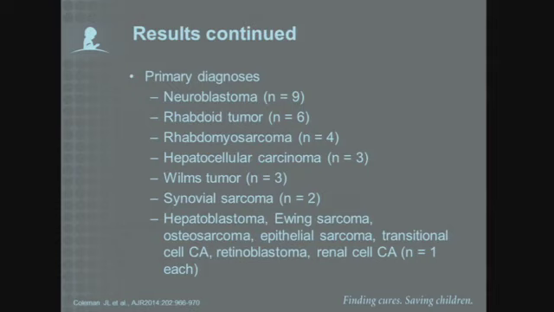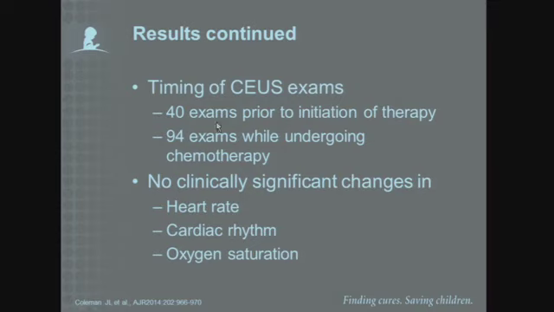Our patients had a wide variety of underlying solid malignancies, and about 40 of our examinations were performed prior to the initiation of chemotherapy, and 94 were performed while patients were undergoing chemotherapy. So these were patients that were not otherwise healthy. All of these patients had some underlying illness, either due to their primary malignancy or to the toxic effects of chemotherapy. Even in this patient population, we saw no clinically significant change in any of the cardiac or pulmonary parameters that we monitored.